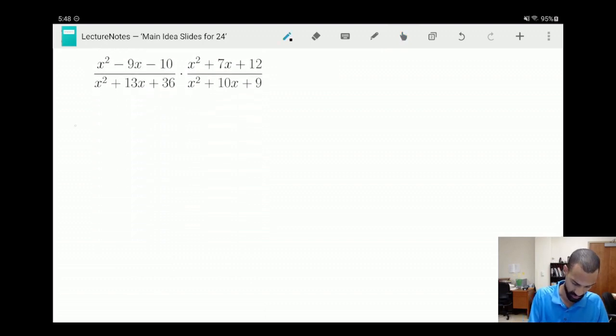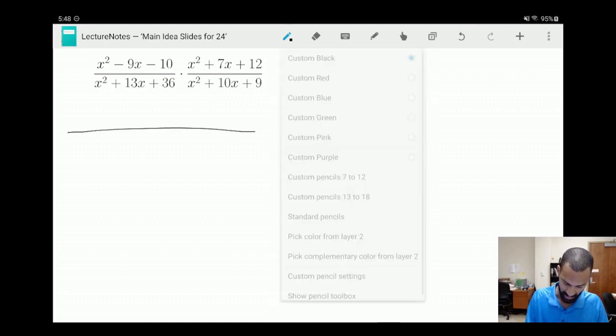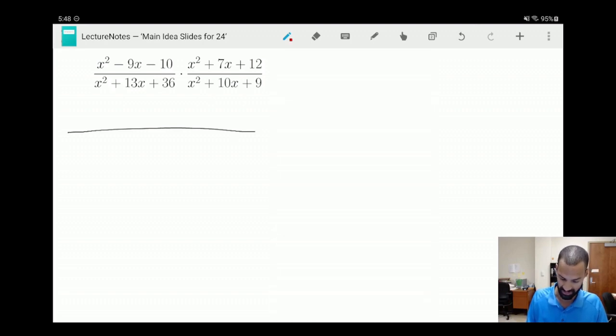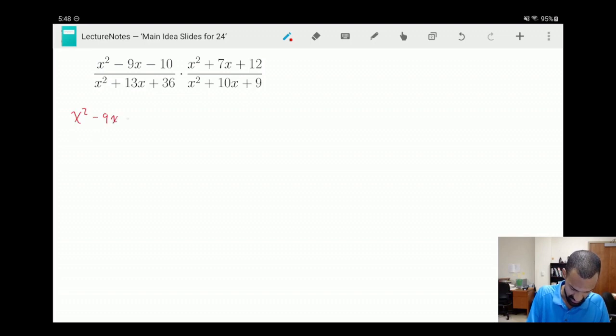So we know that we're going to write this as one fraction. If I can draw a straight line, that'd be nice, but I guess it's not that important. Let's factor these one at a time and see what cancels out. Matter of fact, I'm going to do that here. I'm going to go ahead and say x squared minus 9x minus 10. I need two numbers that multiply together to be negative 10 but add together to be negative 9. Well, that would be negative 10 and positive 1. So this would factor as x minus 10, x plus 1.